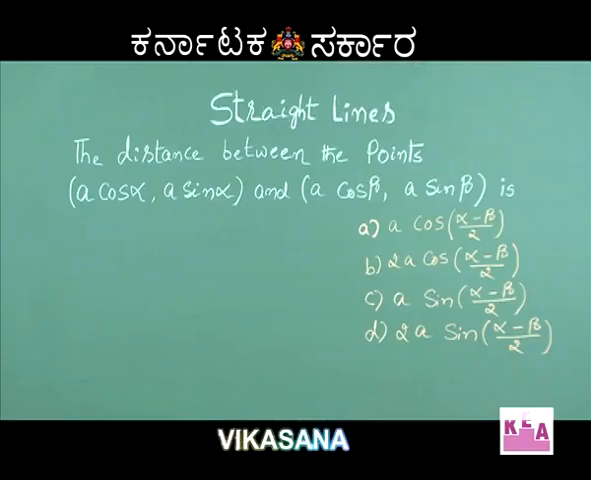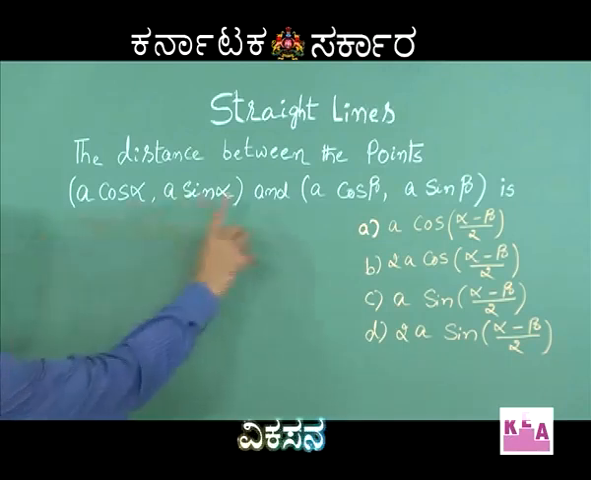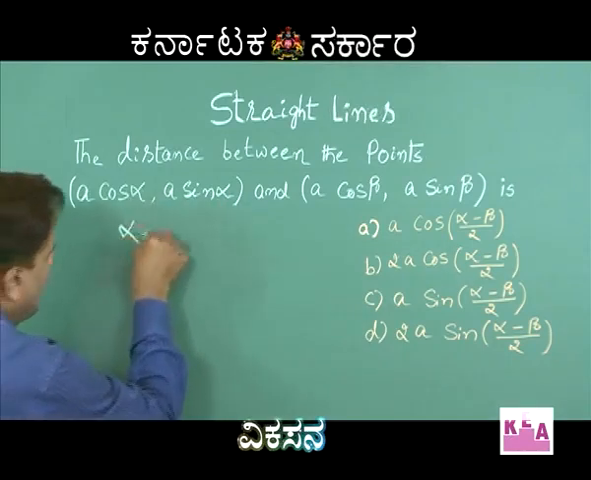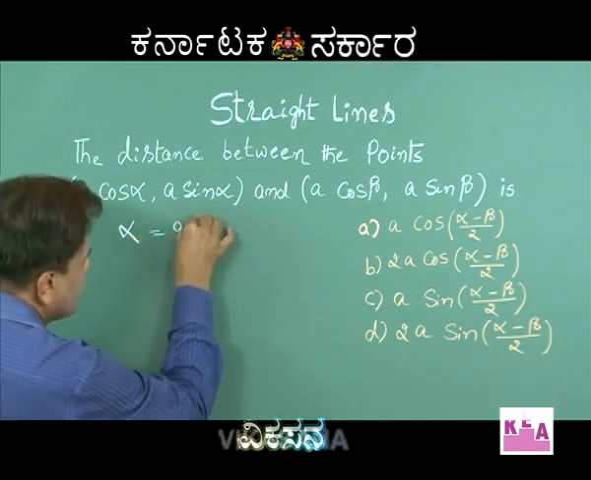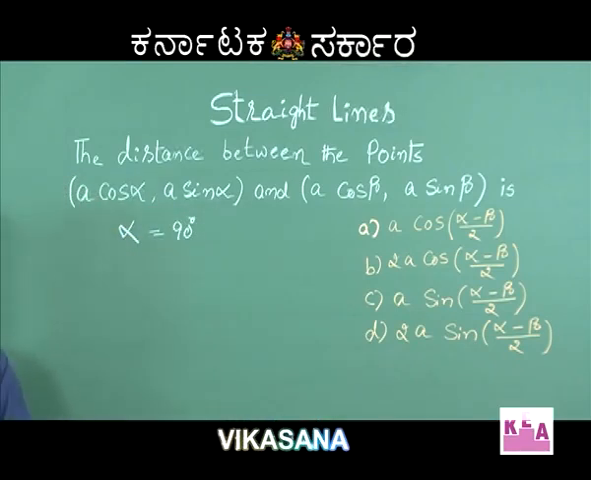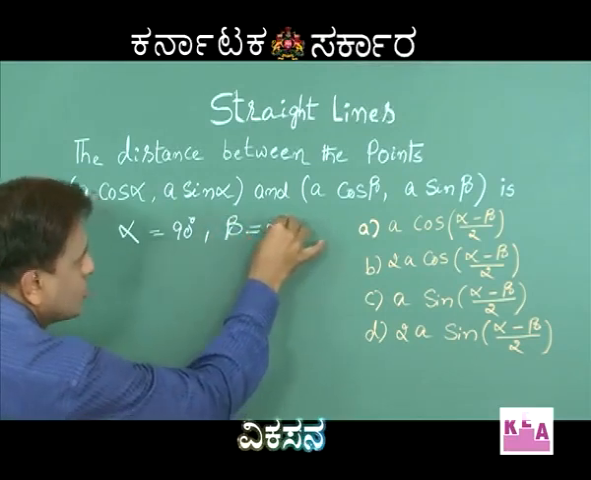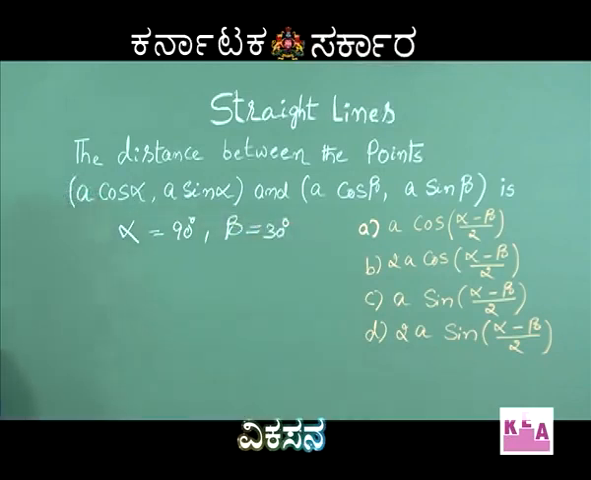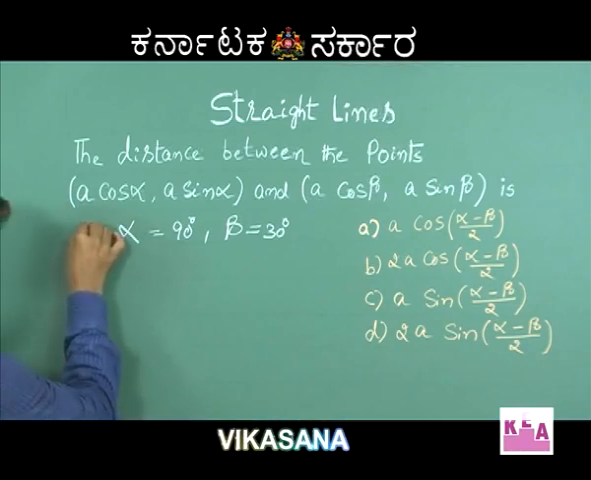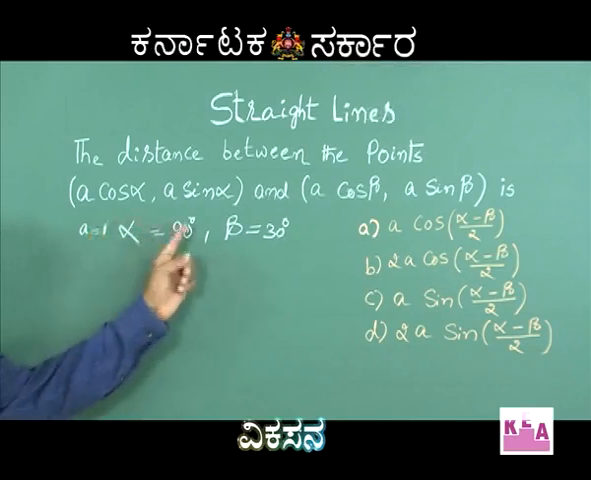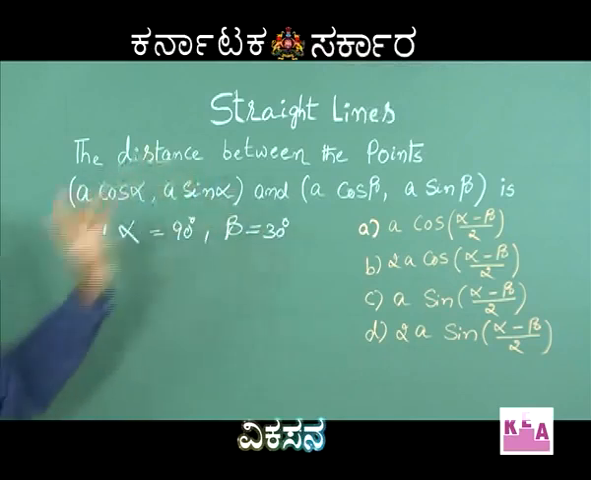It takes a lot of time. So, to solve this problem, I am going to give you a shortcut technique: taking alpha equal to 90 degrees, beta equal to 30 degrees, and a equal to 1. Substituting all these values in the given points, what happened?